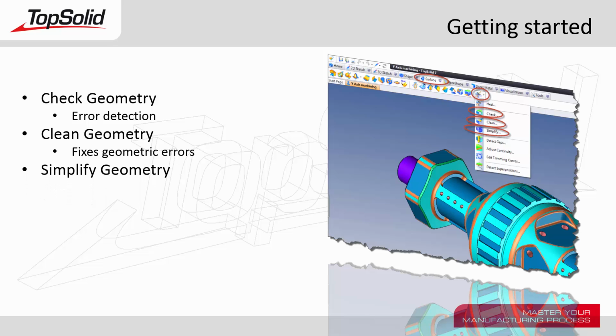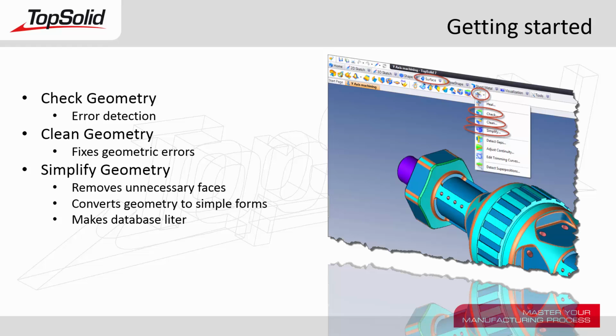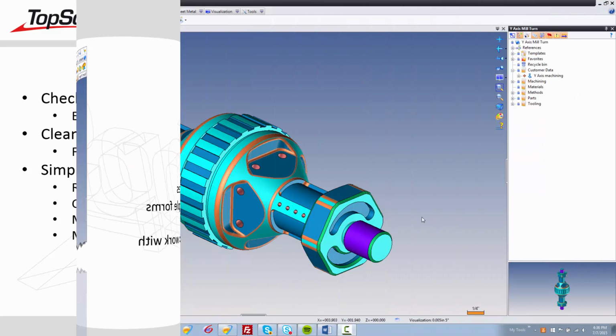Finally, I'll introduce you to the simplify geometry function. This function is awesome. It allows you to remove unnecessary faces and converts geometry to simpler forms like planes, conics, cylinders, spheres, whatnot. This also makes the database lighter. Finally, this makes the geometry easier to work with, makes it measurable, for example. Let's see how it all works.